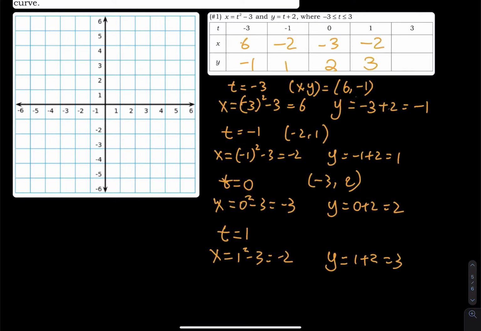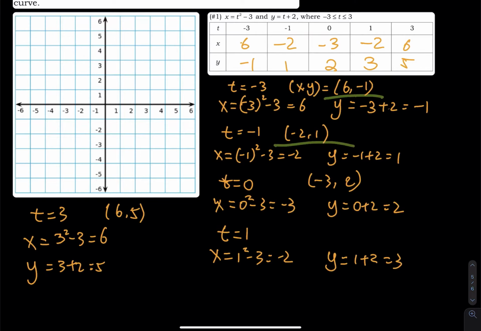And then the last one, when t equals 3, we have x equals 3 squared minus 3, 6. y equals 3 plus 2 equals 5. So we have 6 comma 5. So let's plot them in this order. The first one, the second one, the third one, the fourth one is -2, 3, and then the last one is 6, 5.